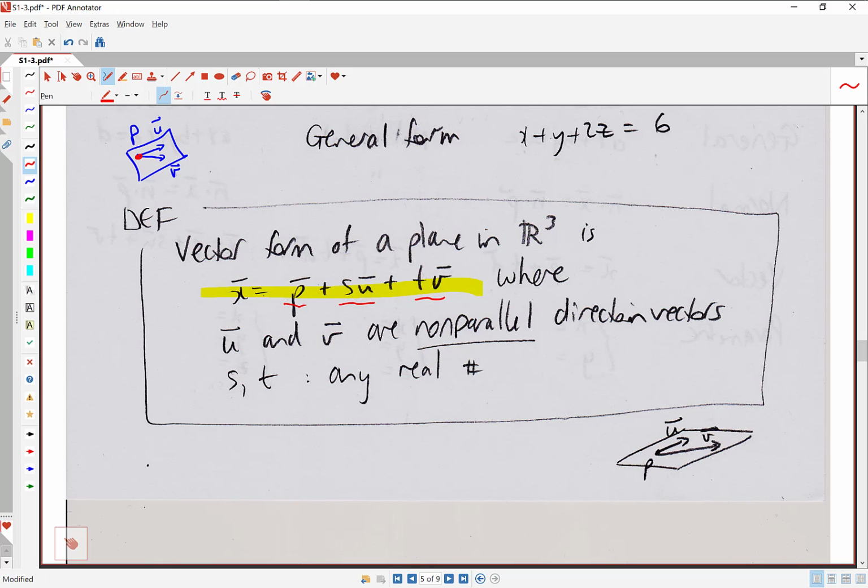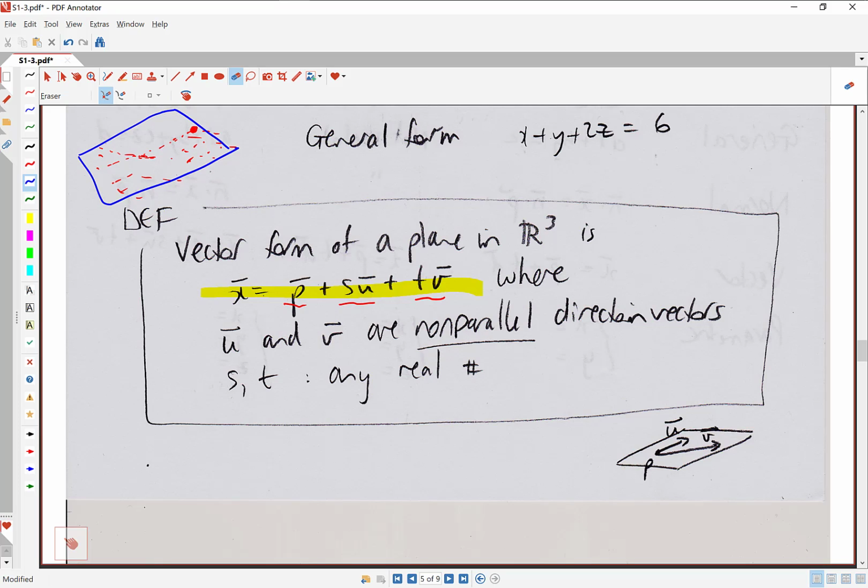If you let s vary, then that's like saying, okay, I can travel any multiple I like along u, forwards and backwards, so that traces out that direction. If you let t vary, you're saying, okay, I can travel from P any multiple along v that I like, including forwards and backwards. And you can also take sums of these things. So you could start at P. You could travel, say, 2 units along u to get here, and then travel some multiple along v to get to this point here. So as you take all these different multiples of u and v, what you're doing is you really are tracing out every point on this plane.